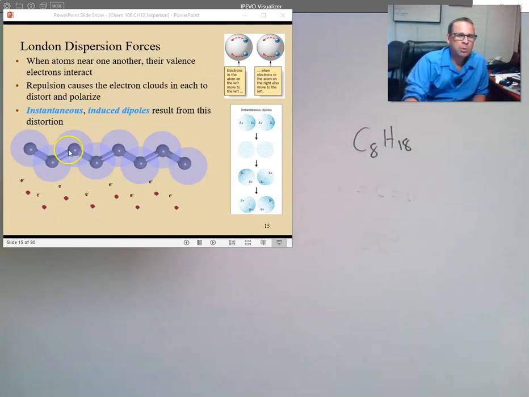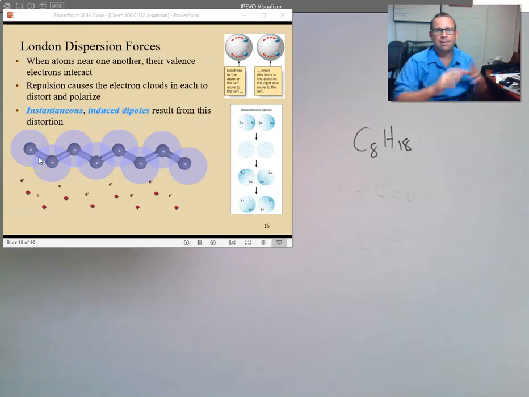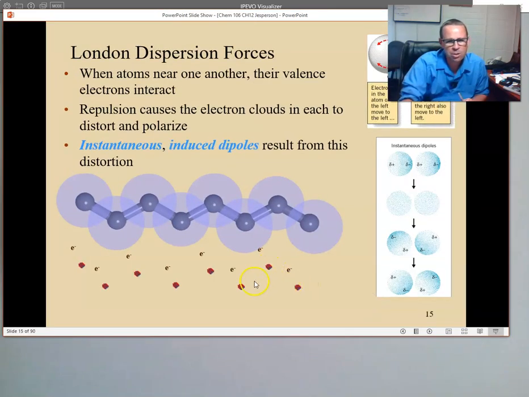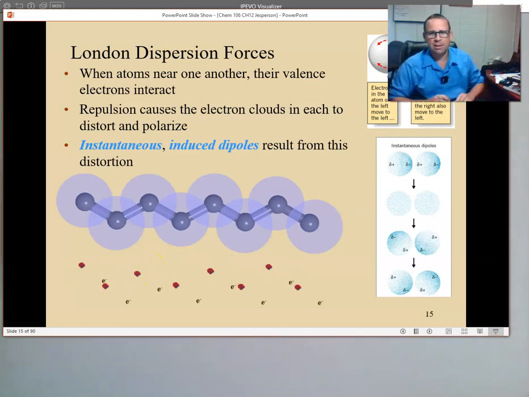If each one of these gray small spheres here represents the nucleus, and these purple circles represent the electron density, you can imagine the electrons zooming around, and this down below also represents the same thing up here. Each one of these red and blue clusters represents a nucleus, and the moving electron around the nucleus represents the electron density going around.